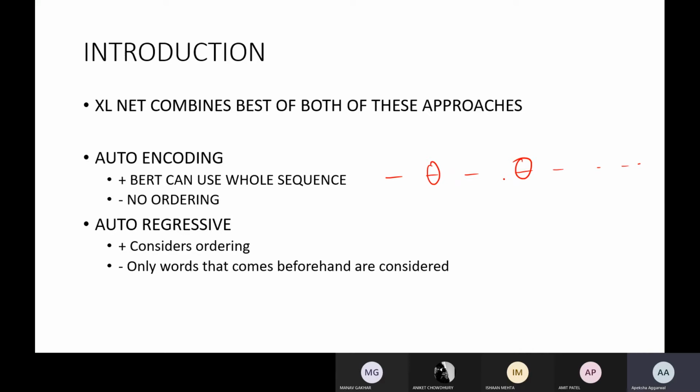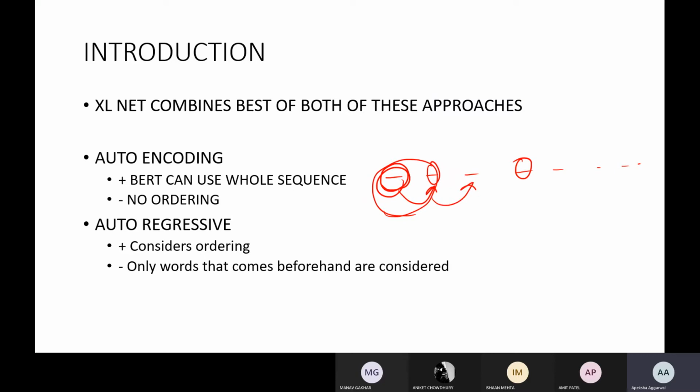While the disadvantage is, what if these two words were dependent on each other? What if these two words are very important in the formation of that sequence? That thing is not there, so this is a disadvantage. Now in autoregressive, what was the advantage? That they are considering dependency. And the disadvantage is that only the first word is considered for predicting the second word, and only two words are used for predicting the third word. So this is a disadvantage. The whole sequence is not considered.